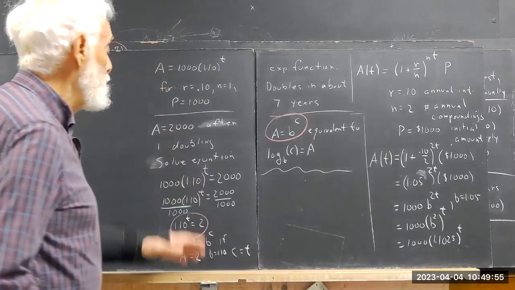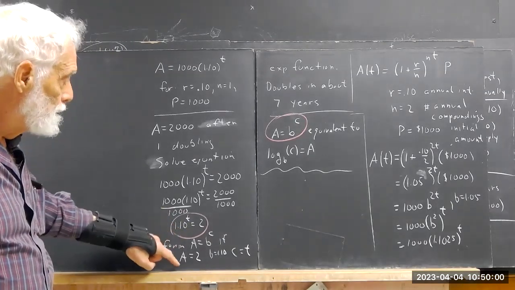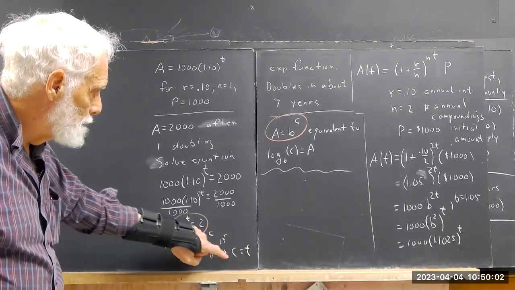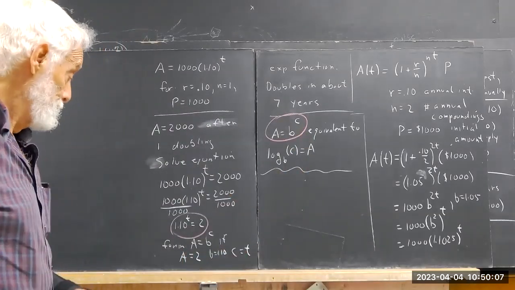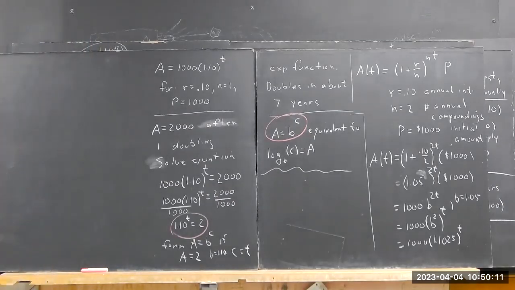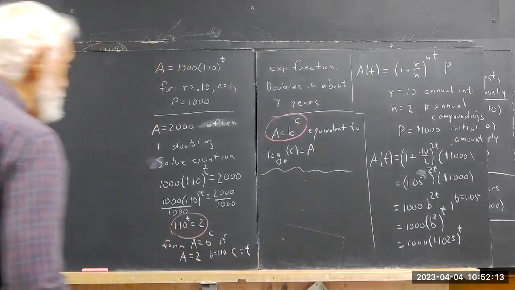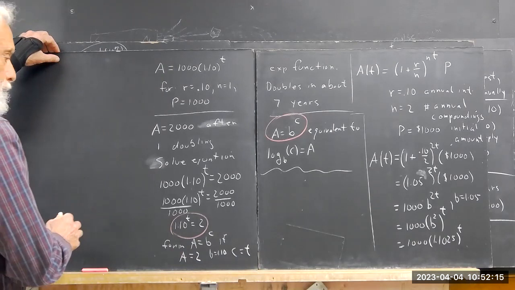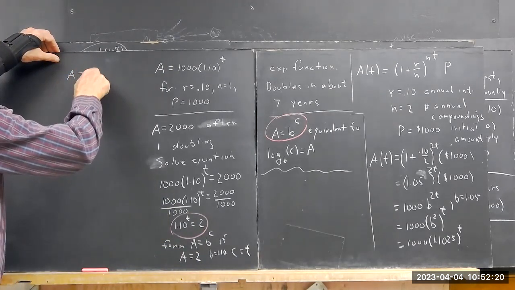Don't take time to copy down everything I wrote. You can do that in a couple of minutes if you need to. Just jump right to, if A is 2, B is 1.10, C is T, then write out this expression. Okay, we have to systematically identify our A, B, and C in this equation. And then we can write out A equals B to the C.